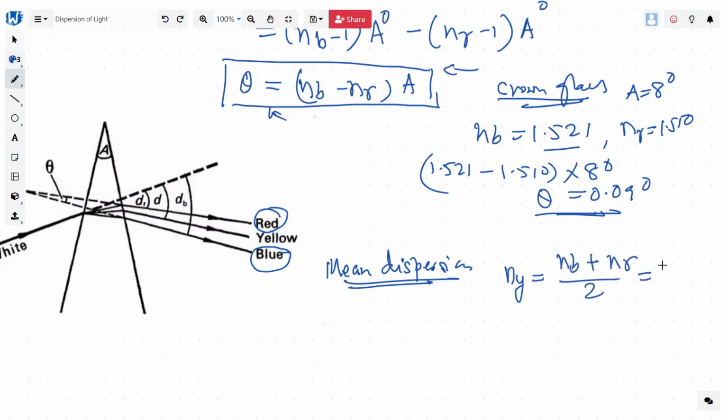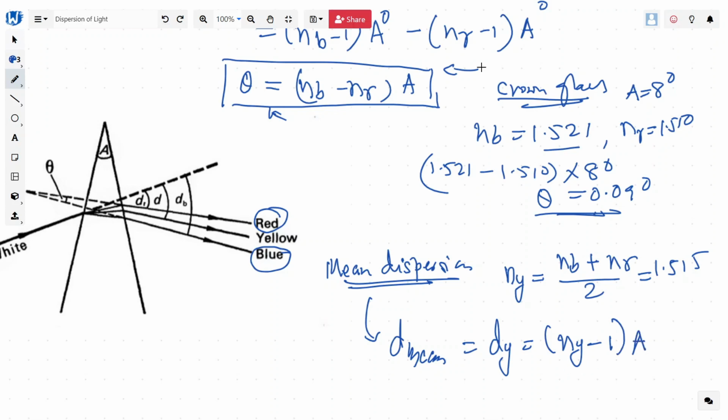NB plus NR by 2, and in this case when you plug in the numbers you will get 1.515. Okay, now the mean dispersion, or D mean, is also going to be D of yellow, which is going to be (n_y minus 1) into A, right, like this. And this is going to be (1.515 minus 1) into 8 degrees, and that's going to be 4.1 degrees, right.